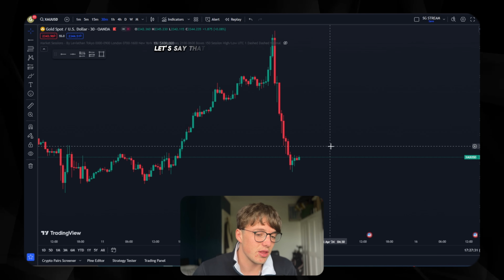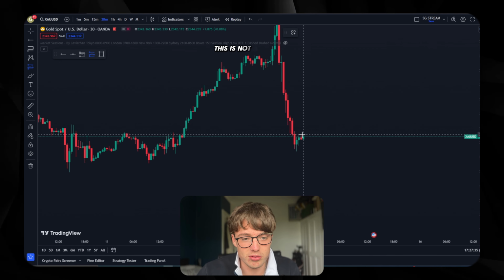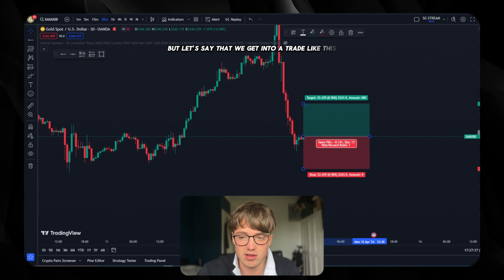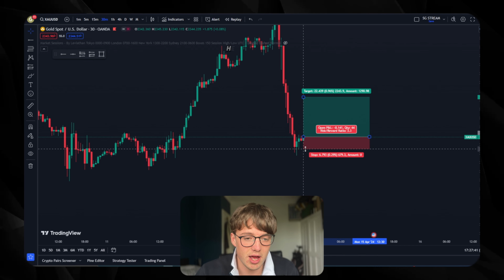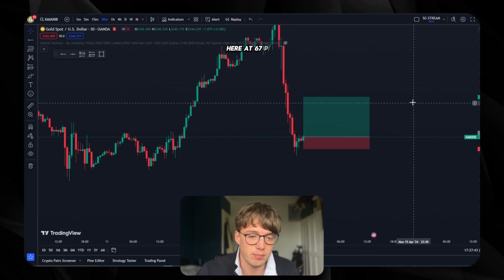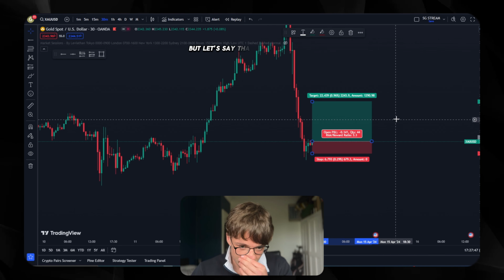Well, let's say that we start to get into a trade. Obviously this is a pure example and this is not a position, but let's say that we get into a trade like this and we determine that our stop loss is going to be around here at 67 pips. Just a random number, obviously, but let's say that we have 67 pips.